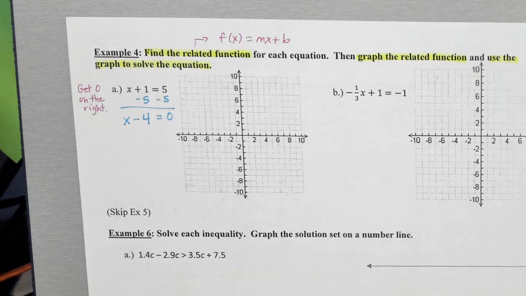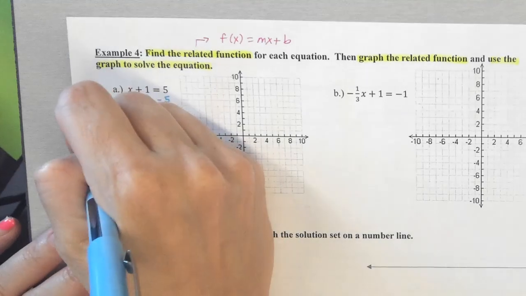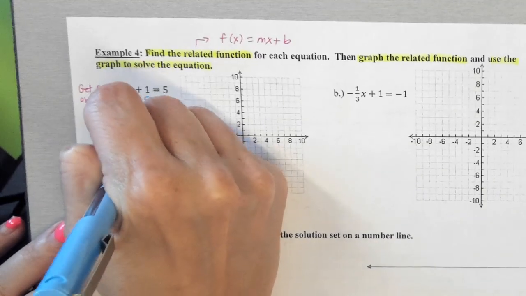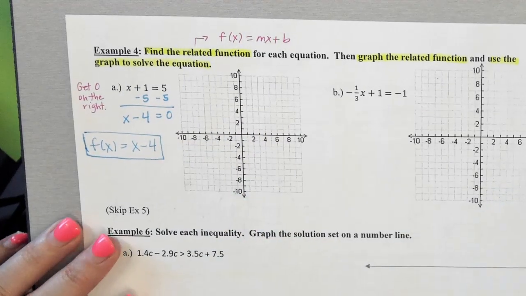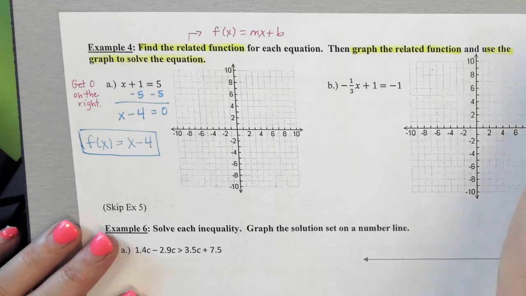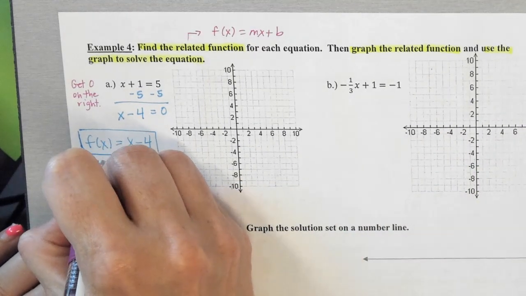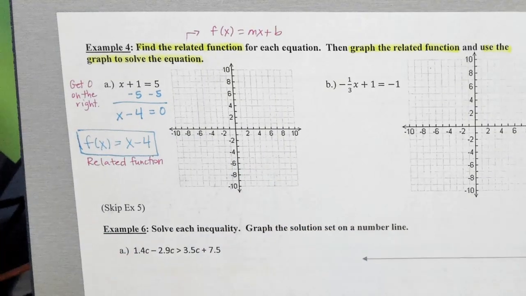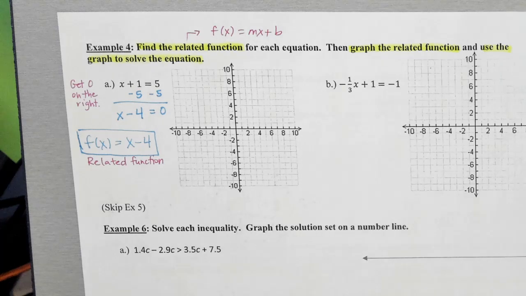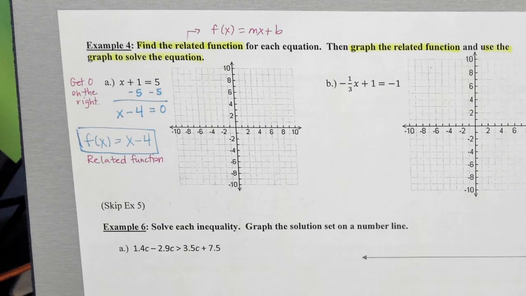Okay, and then once you have x minus 4 equal to 0, the related function is just f of x equals x minus 4. Okay, and that is called the related function. So go ahead and graph that using the strategies we reviewed this week and last week. I guess mainly last week.